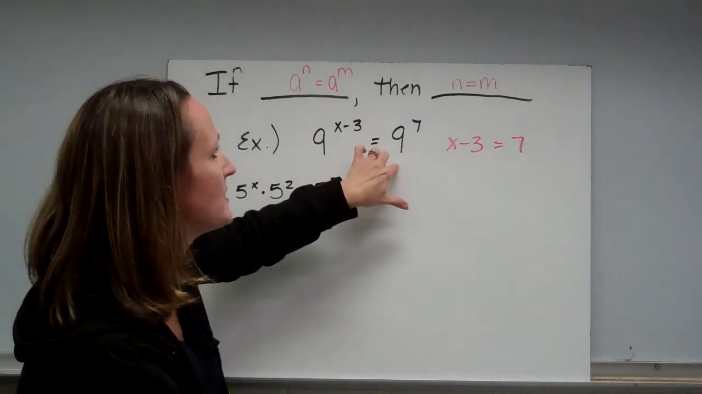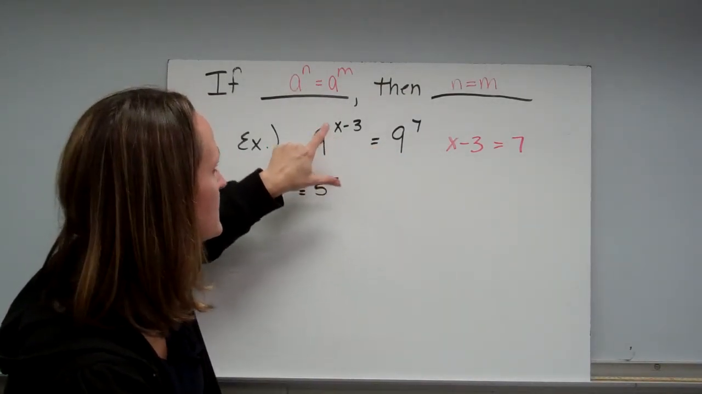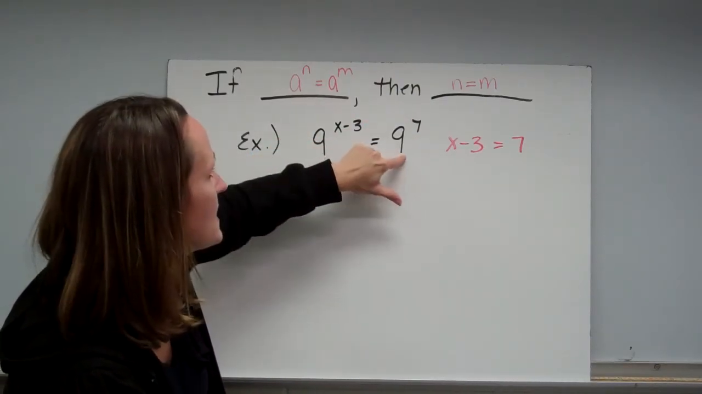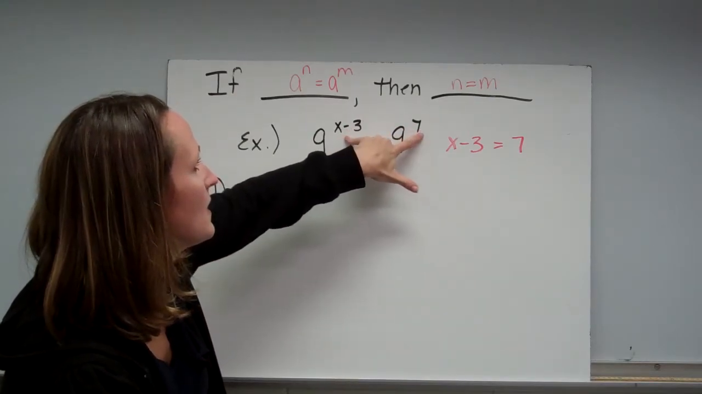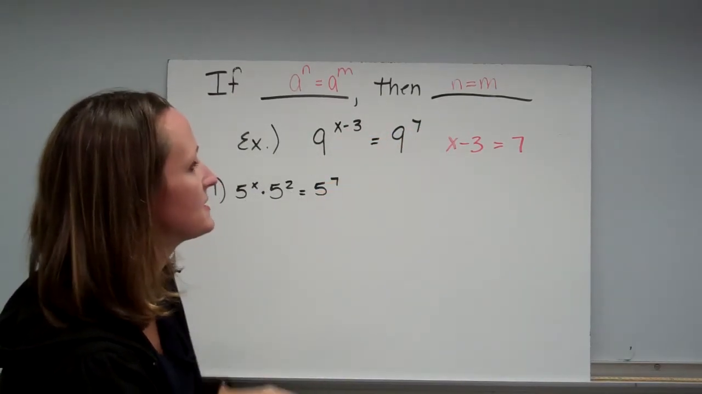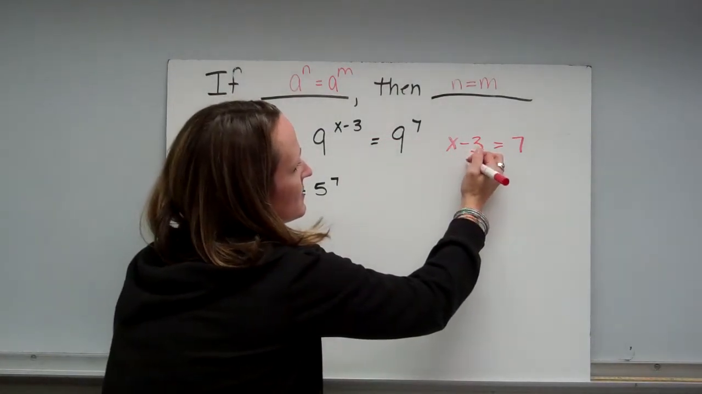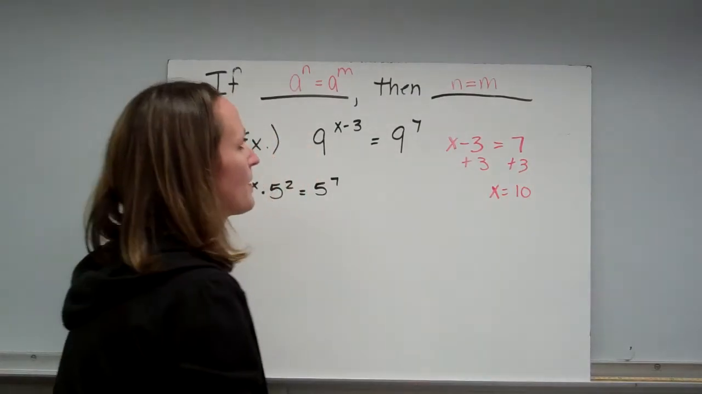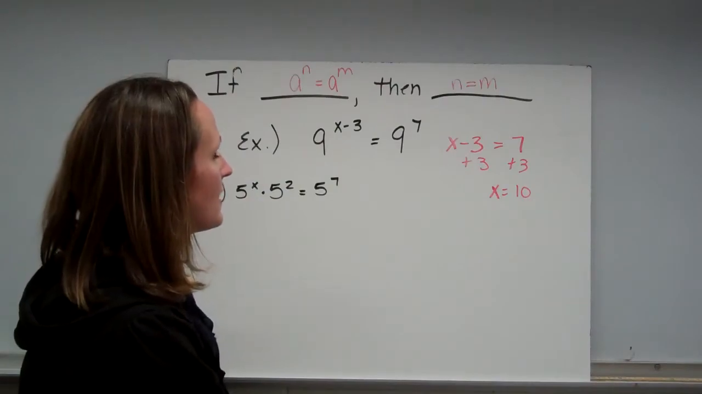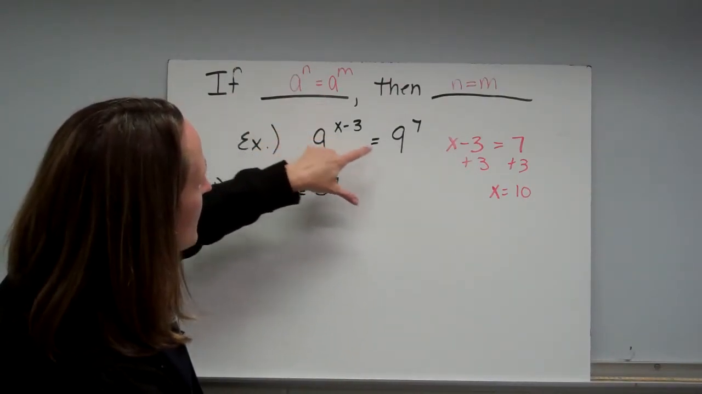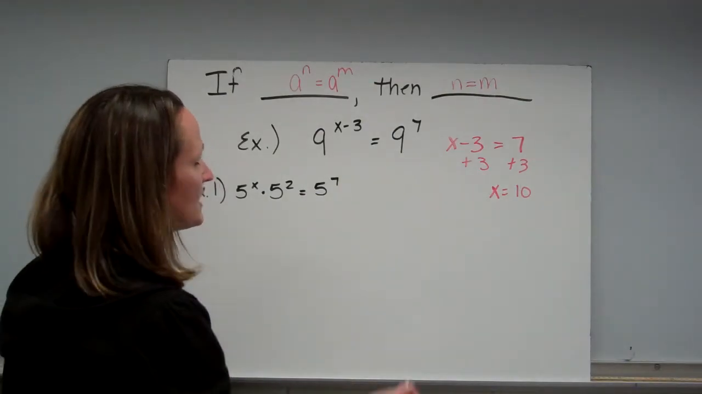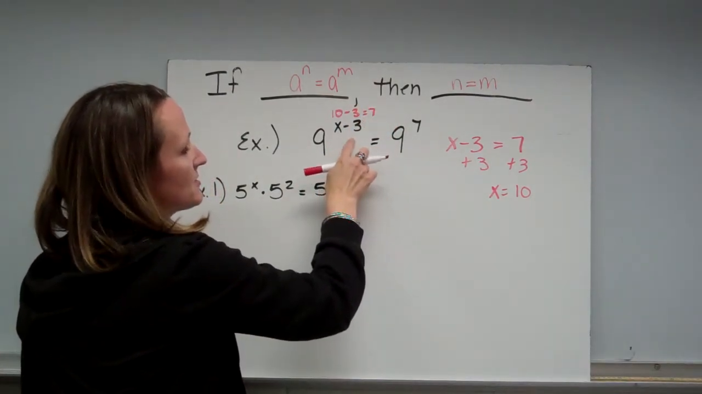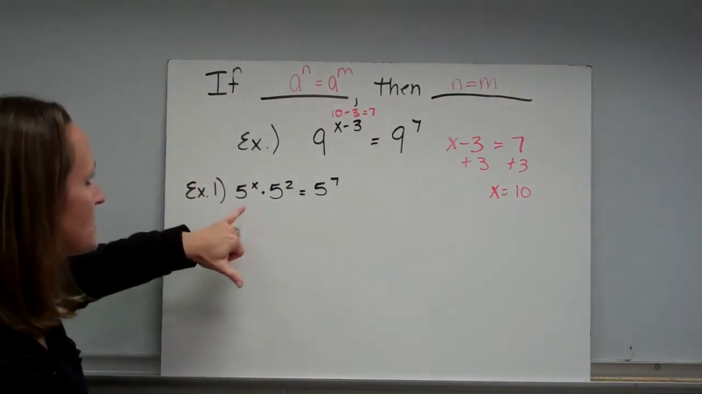So what did I do here? I eliminated my 9s. Why can I do that? Well, because the 9 is extraneous. I know that these are the same, so I can take it away because they're same bases. I have this left, and now I can solve to find x. By adding 3, I find out that x equals 10. And if I went back and looked, I see over here I have 9 to the 7th. If I put this in, 10 minus 3 is going to give me 7, and then I would have 9 to the 7th equaling 9 to the 7th.